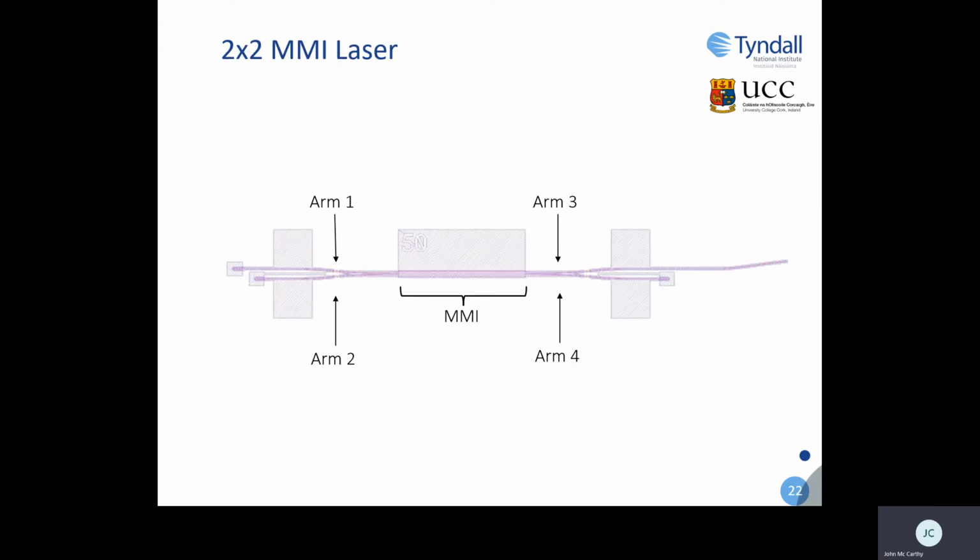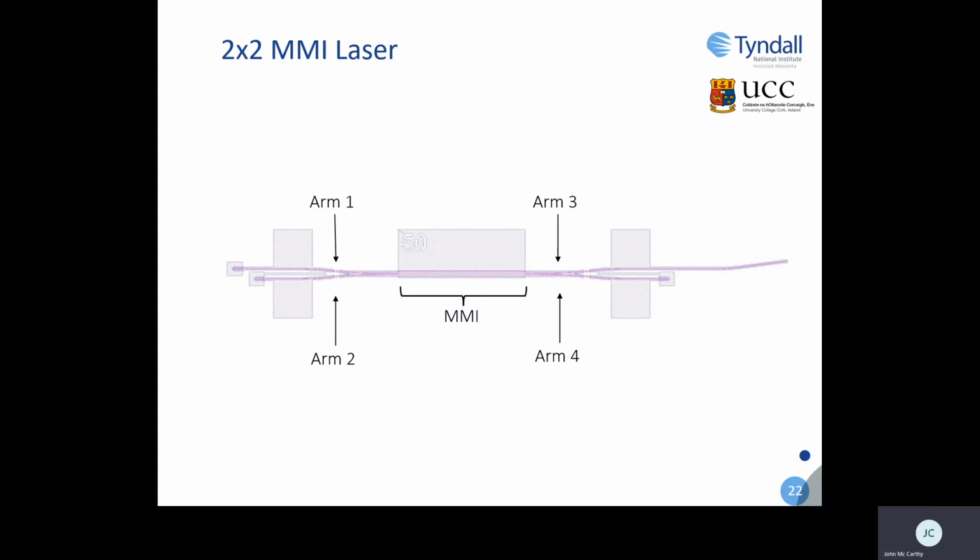So let's try another laser. This laser design is called a 2x2 MMI laser. MMI stands for multi-mode interferometer. So how this works is, let's say we stimulate or pass current through arm 1. So light is generated through arm 1 and it propagates through the MMI. What the MMI does, it splits light equally between arm 3 and arm 4. Now ultimately we measure the output of the device through arm 3.